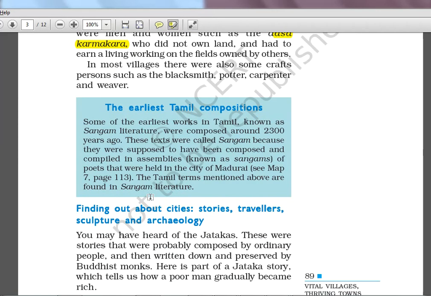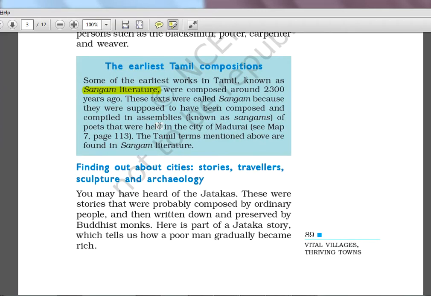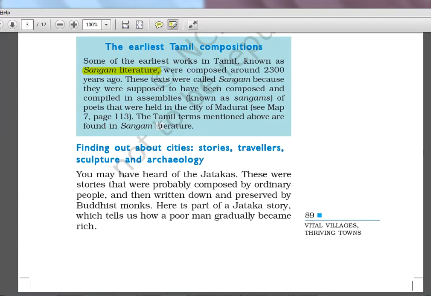So, the earliest Tamil composition, Sangam literature, is very famous. Tamil is also one of the classical languages of India. There are 6 classical languages in India. Try to find out which are the other 4 apart from Tamil and Sanskrit. And why was it called Sangam? Because they assembled in groups and composed all these things. That is why it is called Sangam.